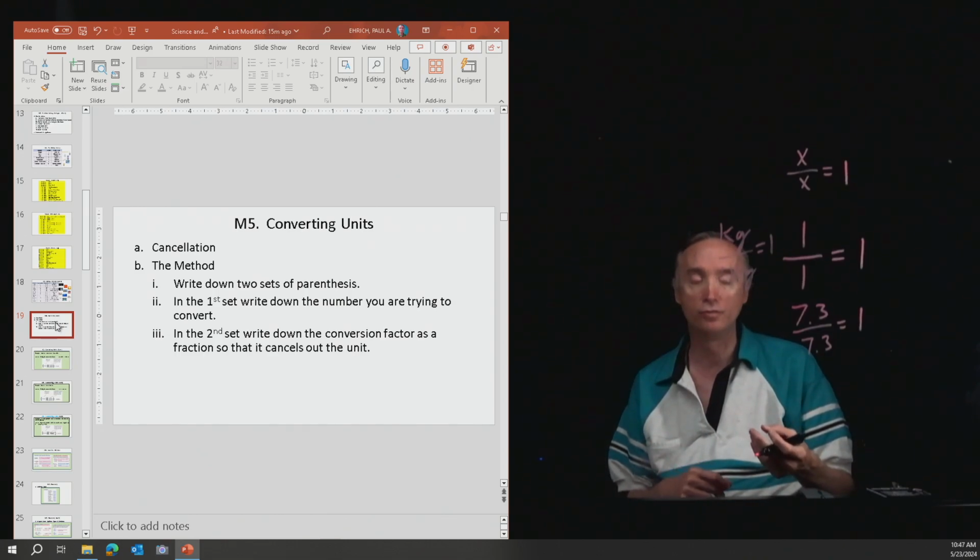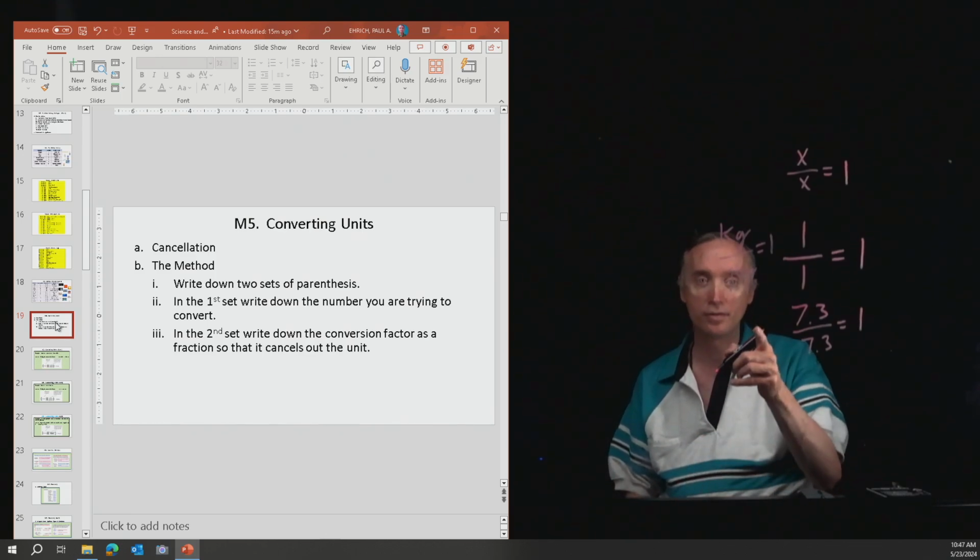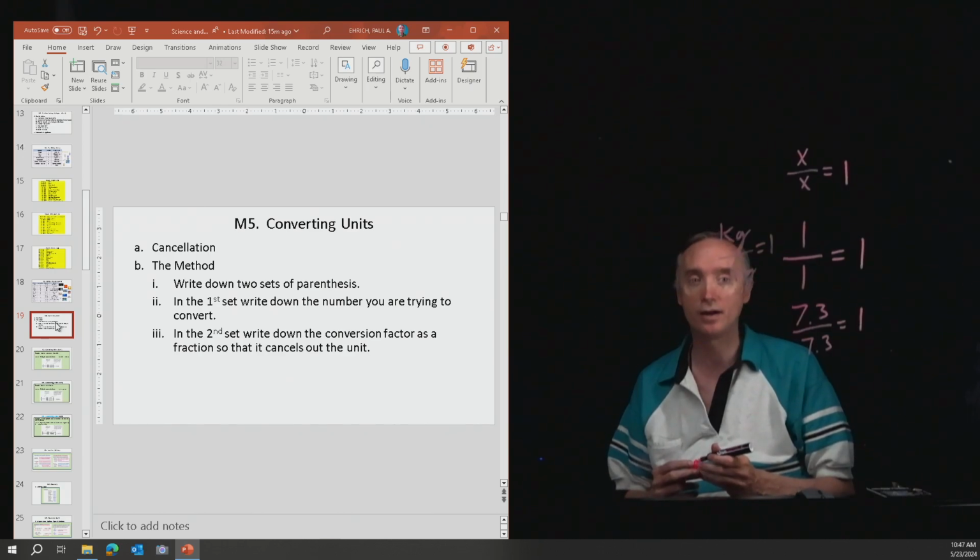And the goal of whenever we're converting units is to try to get units to cancel. So our method is going to be to write down 2 sets of parentheses. In the first set of parentheses, you're going to write down the number that you're starting with, the number that you're going to be trying to convert to something else. And in the second set of parentheses, you're going to write down a conversion factor as a fraction so that it cancels out the unit.